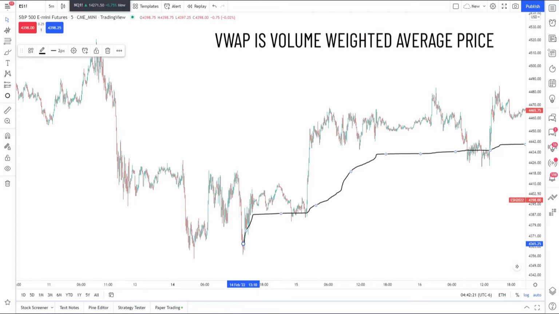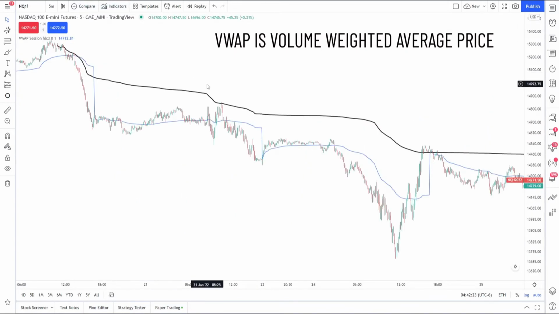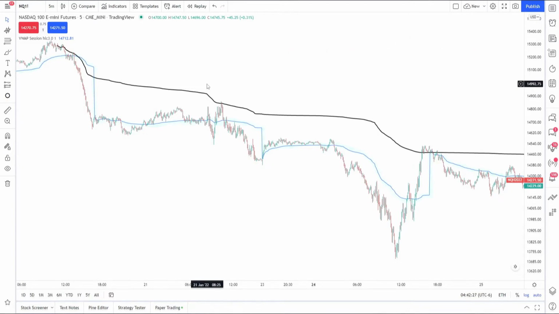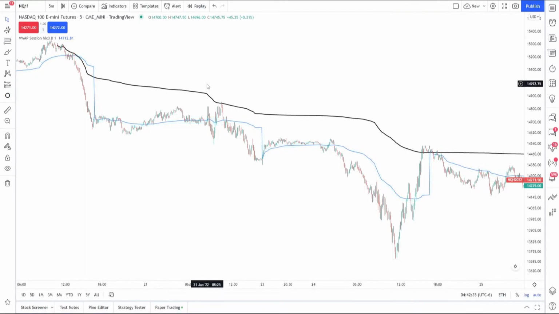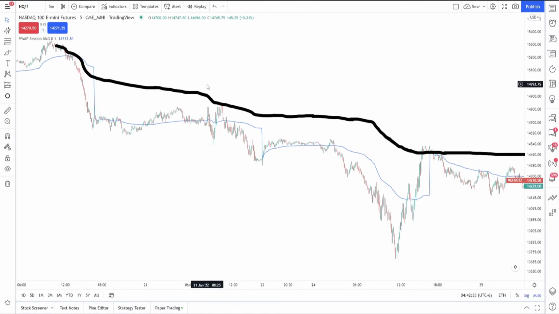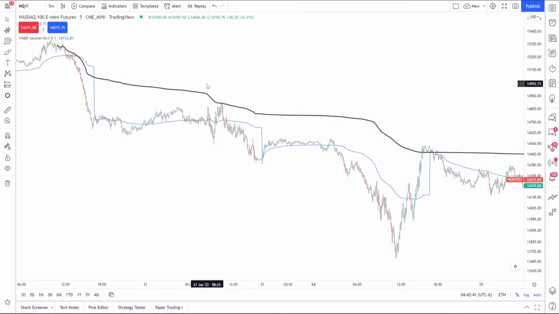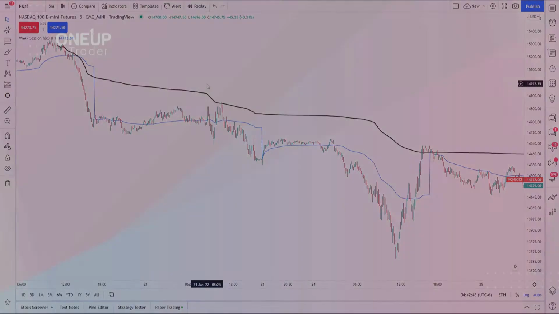VWAP, or volume weighted average price, gives the average price a security has traded at. On the chart that we have up, the blue line is indicating the standard calculation for VWAP, which uses the current session for all of its calculations, whereas anchored VWAP allows you to anchor the calculation based on any point on the chart you would like it to start at.